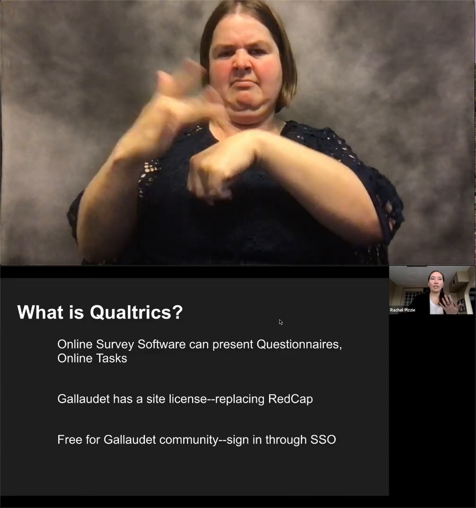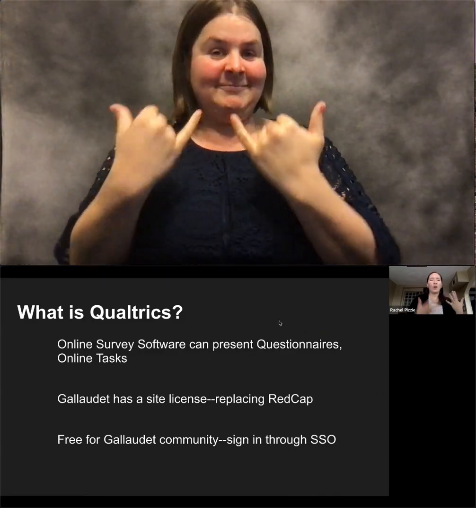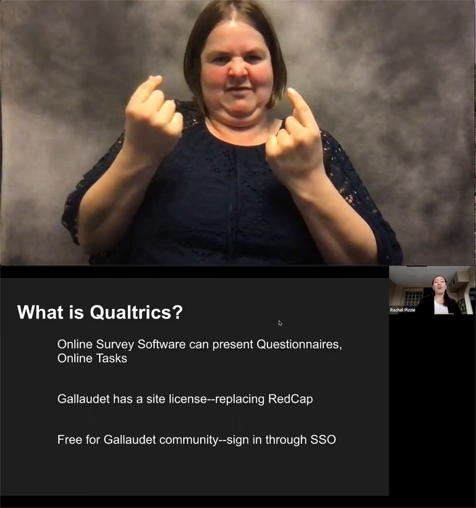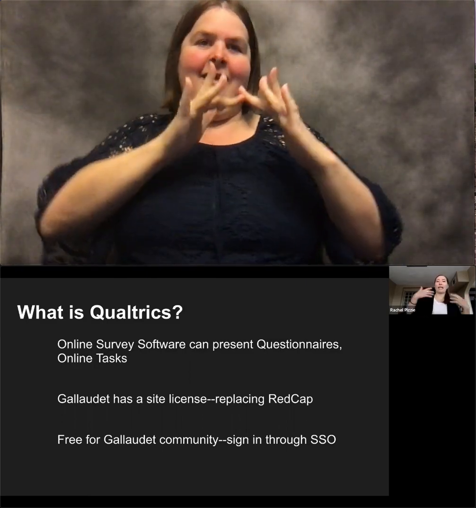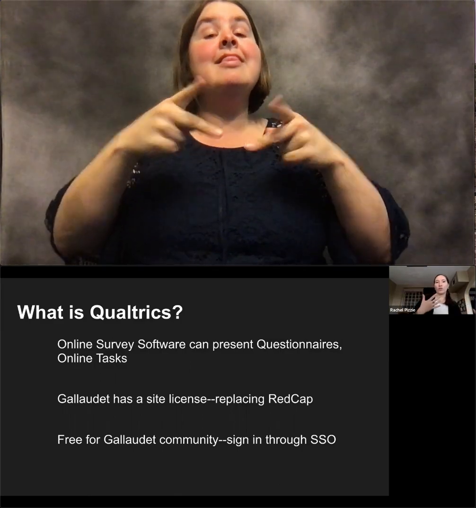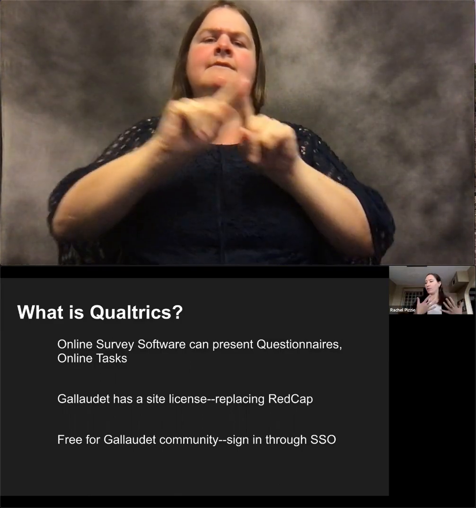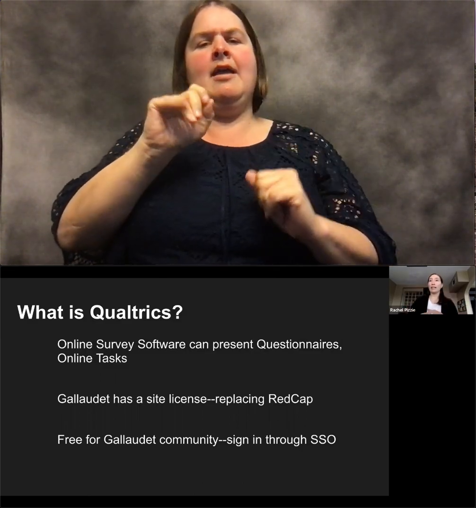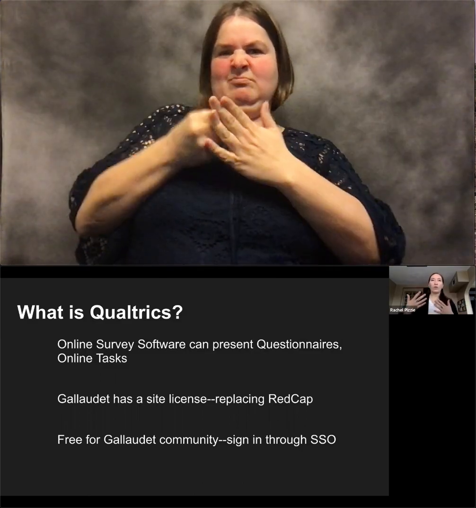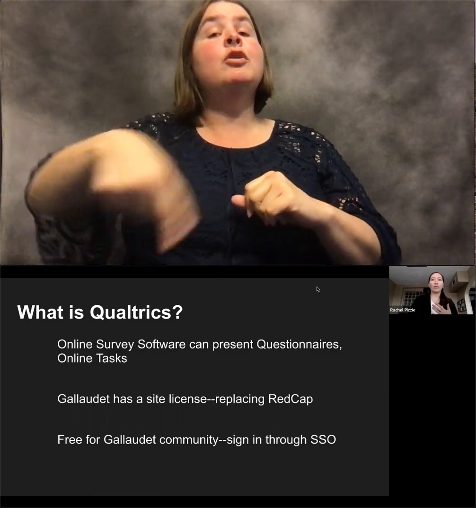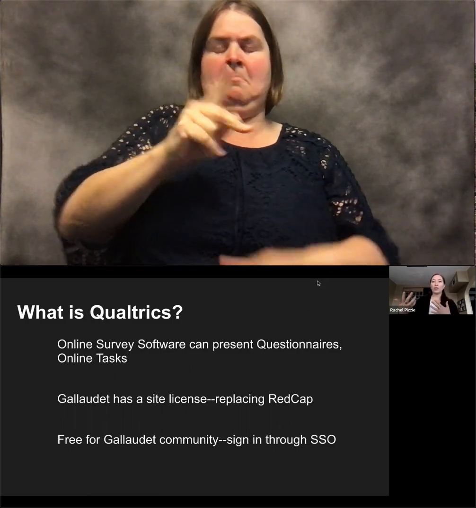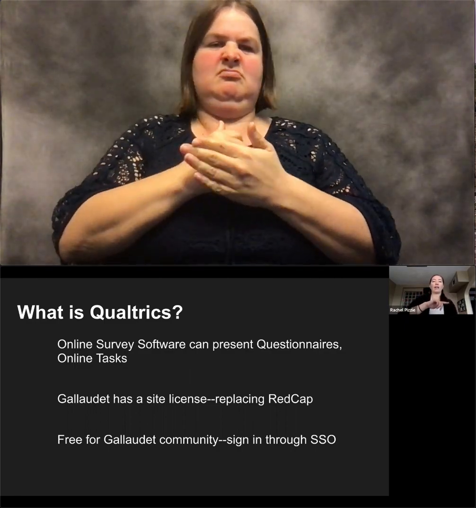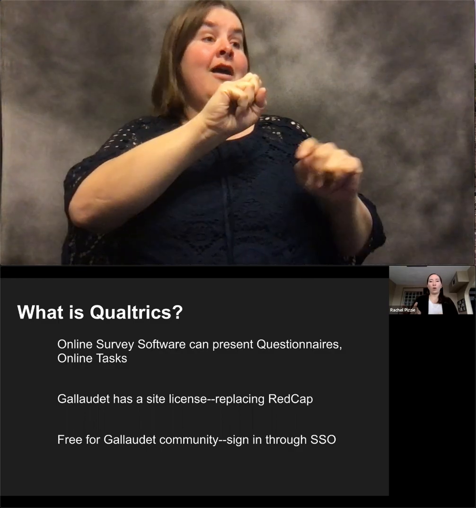Okay, so let's get started. First of all, what is Qualtrics? Qualtrics is online survey software, and it can present questionnaires, surveys, and different kinds of online tasks. Gallaudet now has a site license. For those of you who were previously using REDCap for this kind of survey administration or online data collection, Gallaudet is transitioning over to Qualtrics.